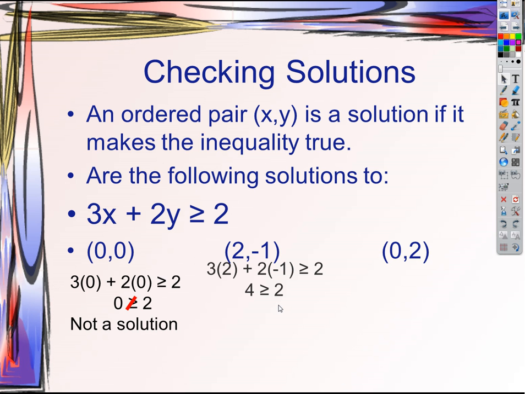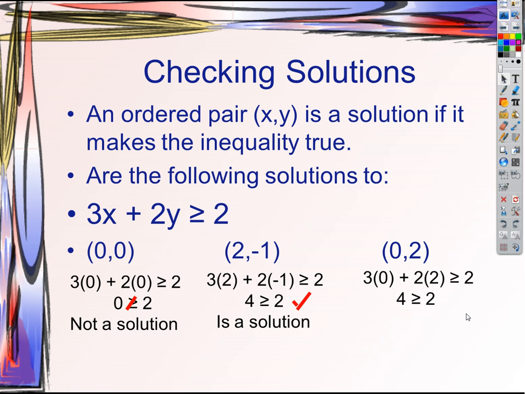4 is greater than or equal to 2, isn't it? Yes. So that one is a solution. And then this guy here, same kind of thing. That would work also. 3 times 0 plus 2 times 2 is 4. 4 is greater than or equal to 2, so that also works. So the second two are solutions, the first one was not.